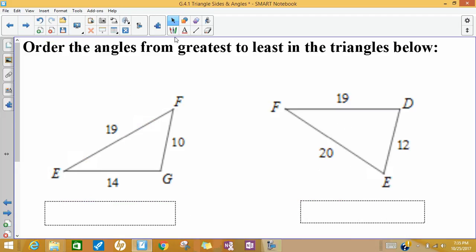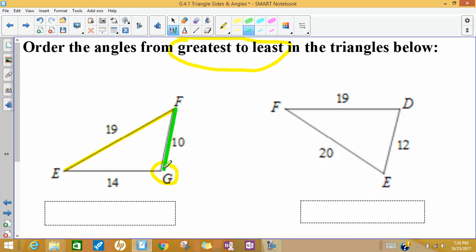So now let's deal with listing the angles if we know the side lengths. So real quick, let's check the directions. This time we want to go greatest to least. So we want to list the biggest angle first. So I'm going to go find the biggest side, EF. Side EF touches angle E and angle F, so angle G is across from it, making it the biggest angle. The smallest side is FG. FG touches angle F and angle G, so angle E is the smallest angle.